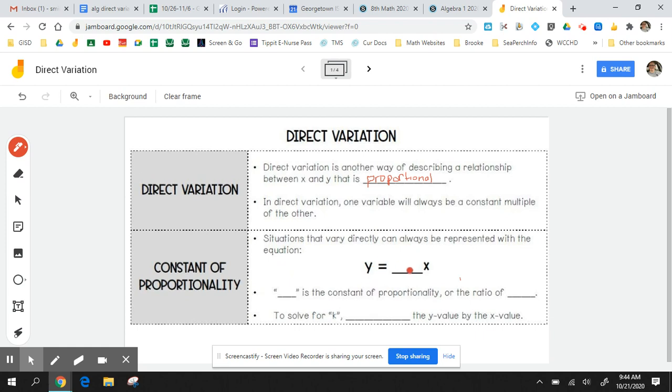Let's look at the constant of proportionality. This is the math term for this k, the slope, or it's called the constant. All right, this k is what we did yesterday. It is the ratio of y over x. You always want y over x to solve for k, because sometimes you're going to have to solve for k. You're going to divide the y by the x value.